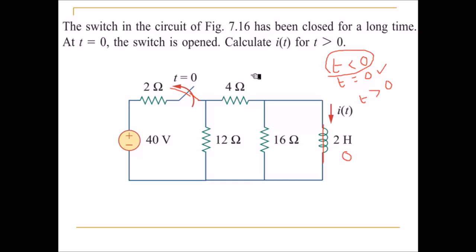After confirming that it's a source-free RL circuit, we can apply the equation: i of t is equal to capital I naught times e power minus t R by L. This equation is valid for a source-free RL circuit.